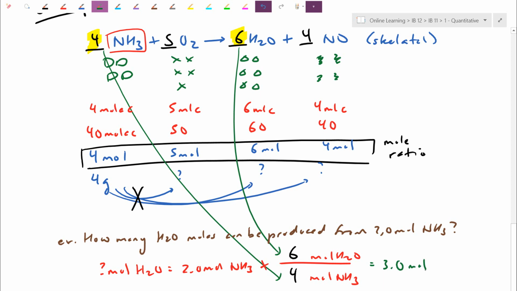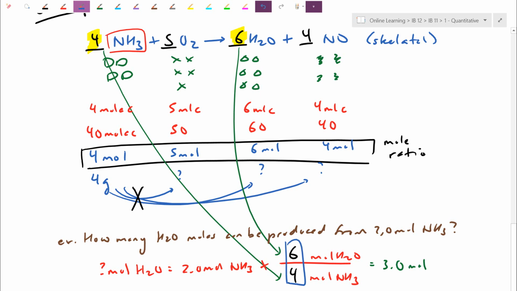Just a comment on sig figs here. Do we have any problems? Most of our conversions here have been multiply and divide. Multiply and divide says you want to round it to the least significant figures. In this case here, the 2 moles is going to be a 2 sig fig number.